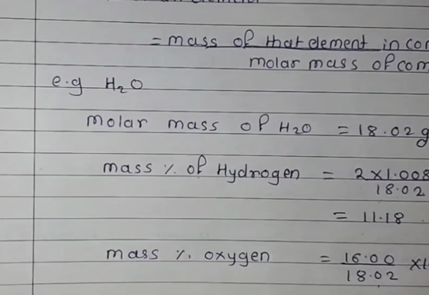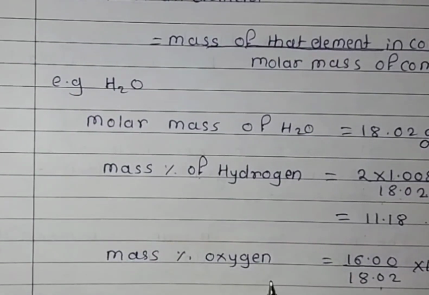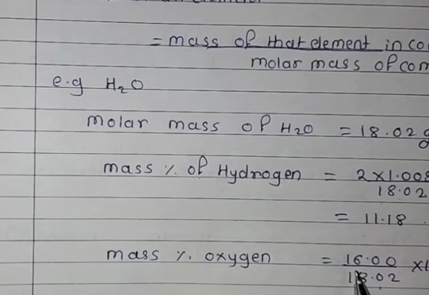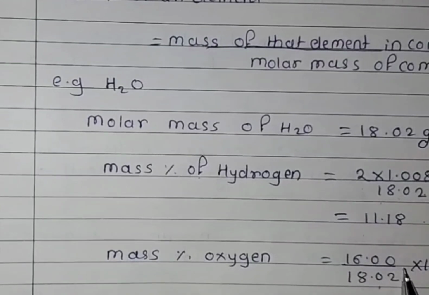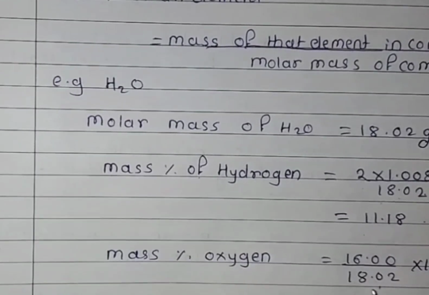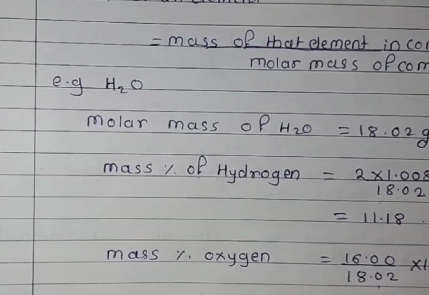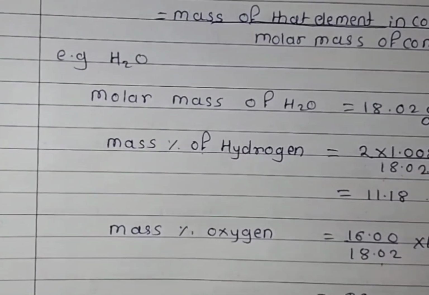Then calculate the mass percent of oxygen. There is one oxygen atom. The mass of oxygen is 16, multiplied by 100 and divided by the molar mass of water, 18.02, which is equal to 88.79.